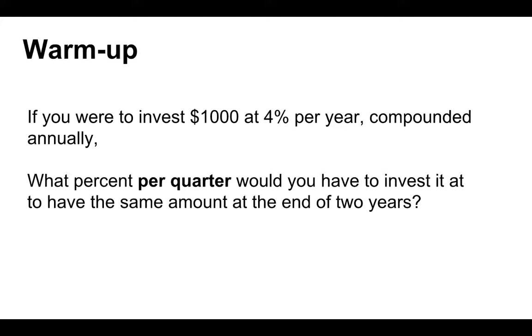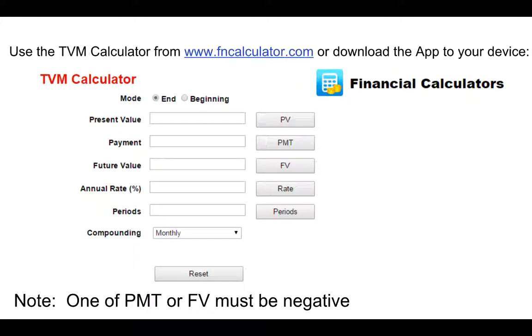What per quarter means, when we call it compounded quarterly, is that it actually builds faster. So 1% per quarter would actually build it faster.